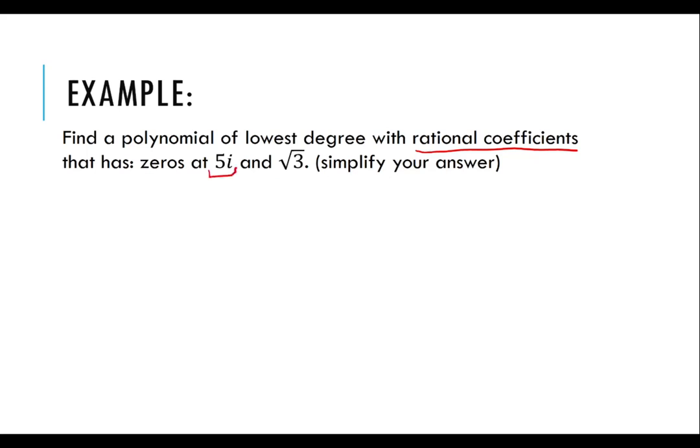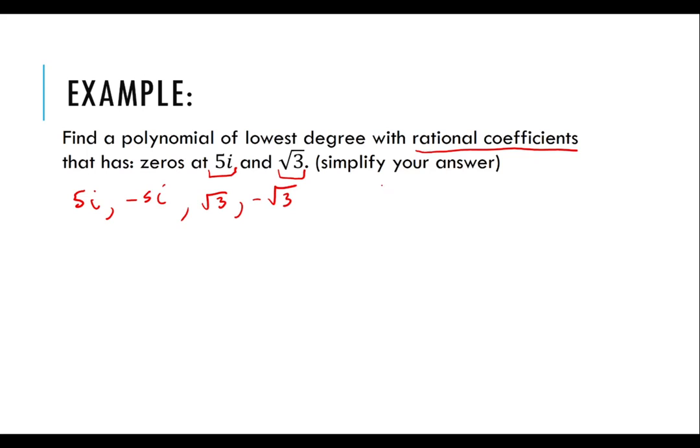If we have a zero that's 5i, and we have a zero that's root 3, and the polynomial has rational coefficients, then I know the conjugate pairs have to occur. That is, 5i occurs, and the sign in front of the i part has to change, so I also get negative 5i. With the radicals, if root 3 occurs, then negative root 3 must also occur if we have rational coefficients. So our zeros are 5i, negative 5i, root 3, and negative root 3. This has to be the case because of the rational coefficients statement.